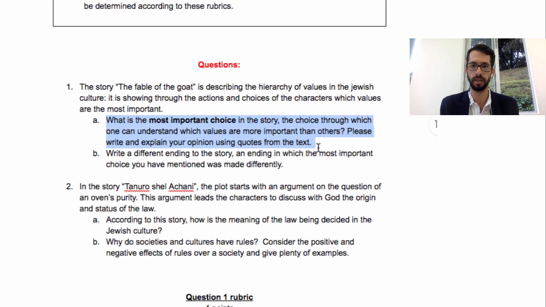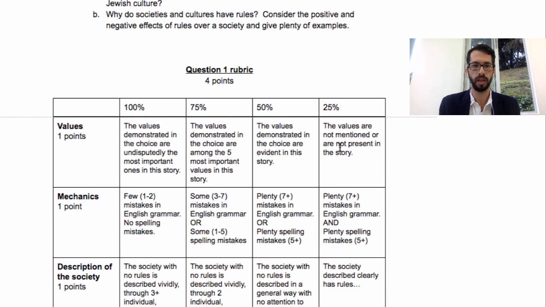Please discuss, describe, and explain the most important choice in the story. The most important choice is the one through which it is clearest which value is more important than all others. Please explain your opinion using quotes from the text. I'm going to grade your answer according to this.